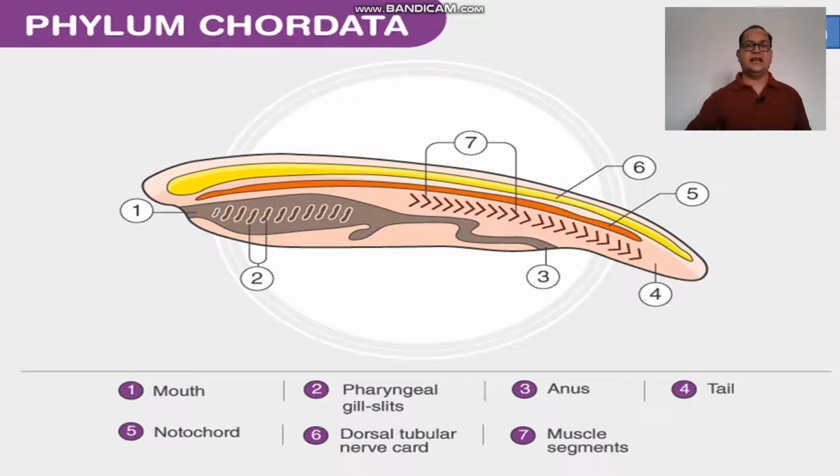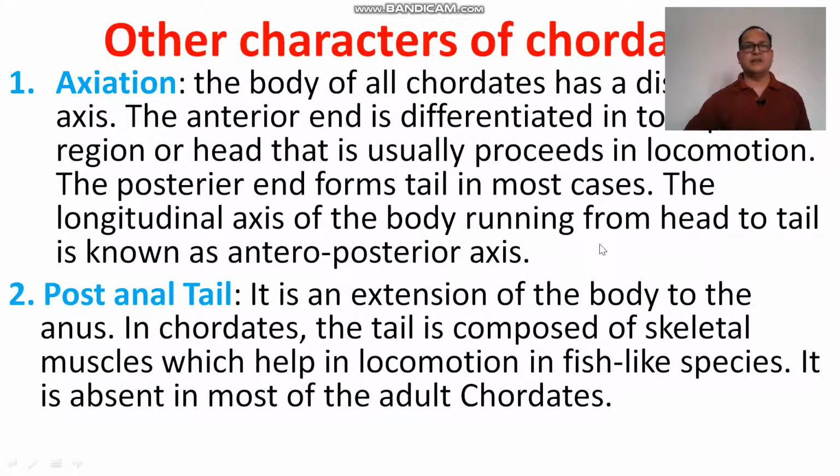This is a typical chordate in which first, this is the mouth, and these are the gill slits, and this is the anus, this is the tail with caudal fin, and this is the notochord extending from anterior to posterior end, and the sixth one is the nerve cord above the notochord, and these are the myotomes or muscle fibers.